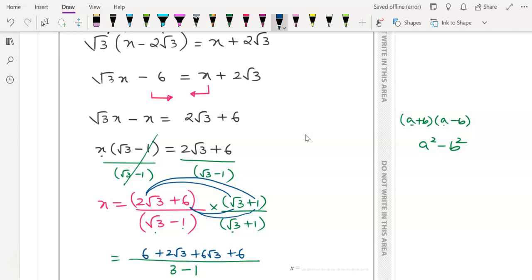Now simplify the numerator. 6 plus 6 will become 12. And 2 root 3 plus 6 root 3 will become 8 root 3. And you have denominator 2. Divide both by 2. So 12 divided by 2 will give me 6, and 8 root 3 divided by 2 gives me 4 root 3. So my final answer is x equal to 6 plus 4 root 3.